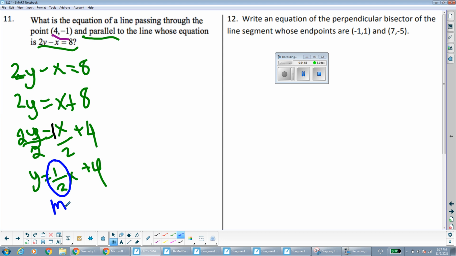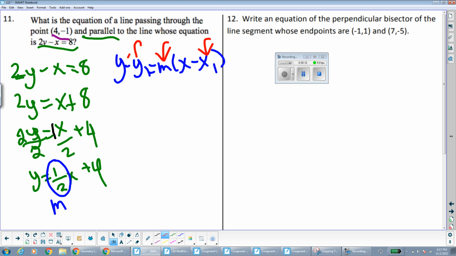Parallel lines have the same slopes, so this is going to be the slope of our parallel line as well, same as the original. Remember, point slope form is y minus y1 equals m times x minus x1. This is the format of the equation of a line. All we need to do is plug the slope in for m, the x coordinate of our point in for x1, and the y coordinate of our point for y1.